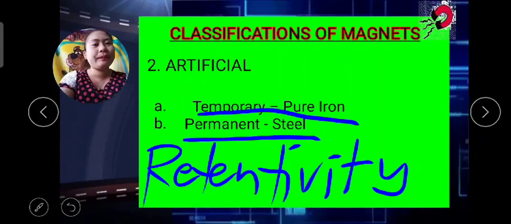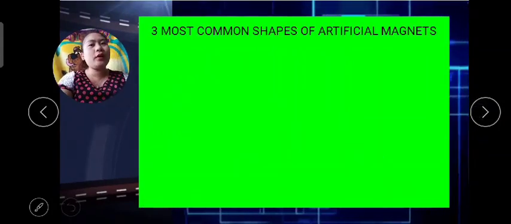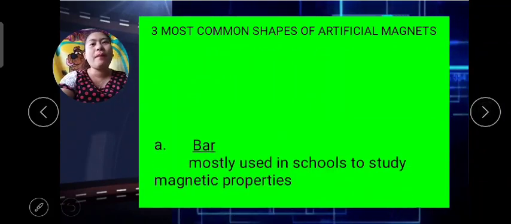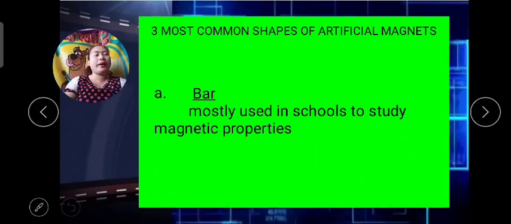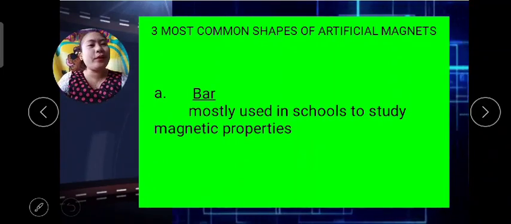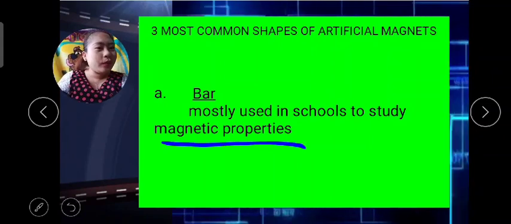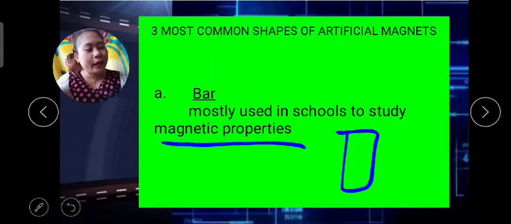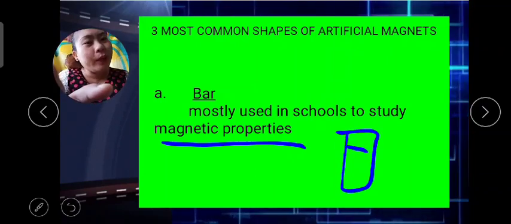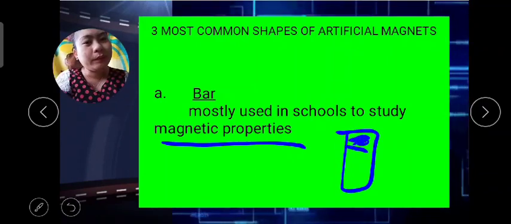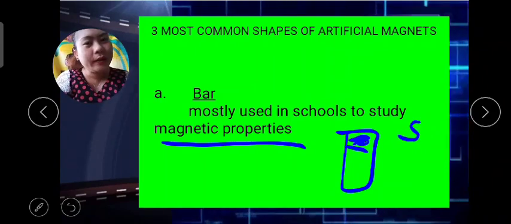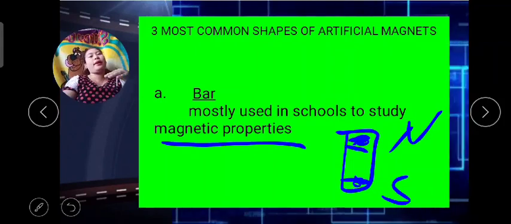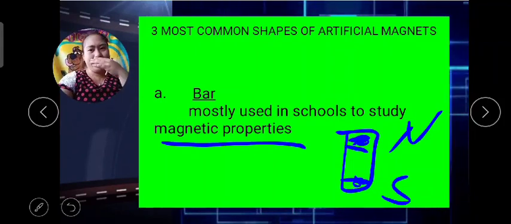Next, we also have the three most common shapes of artificial magnet. First is the bar, mostly used in school to study magnetic properties. So, yung bar natin, I think you already seen that one. We have here yung red dito, south, north and south. So, that one is a sample of bar magnet.